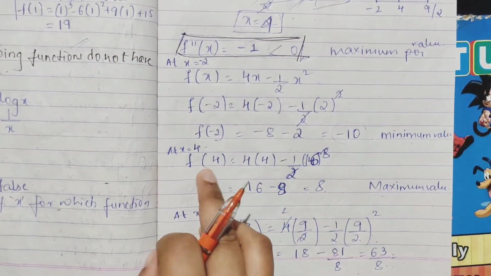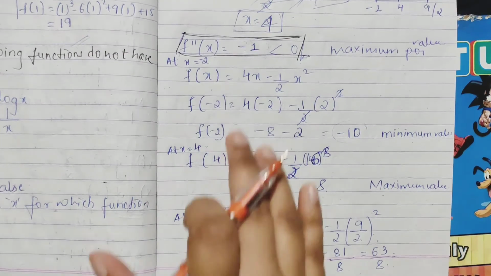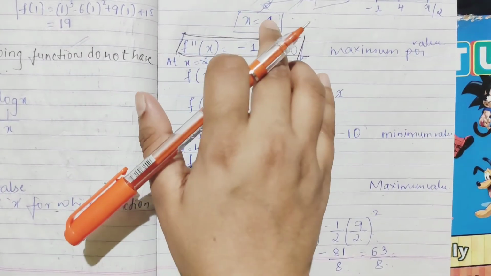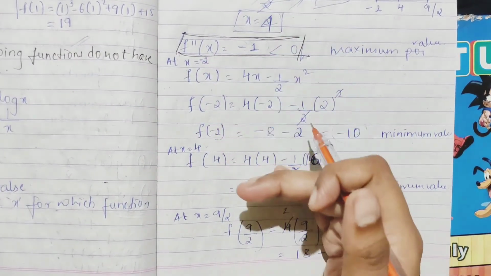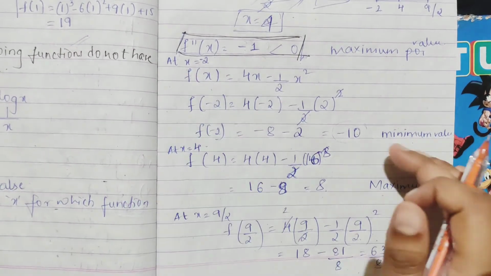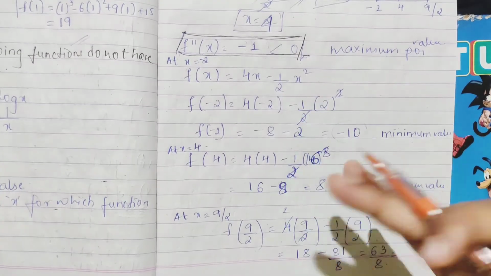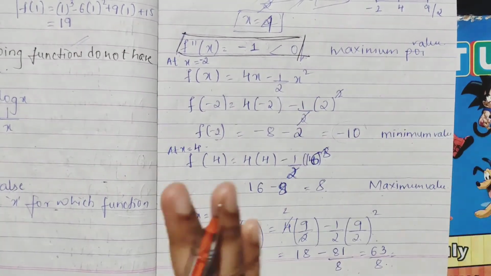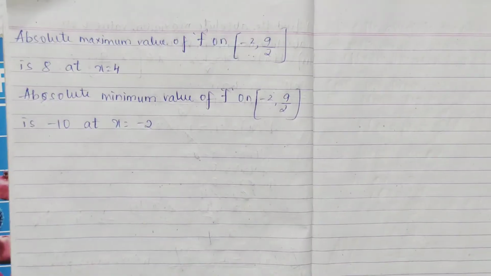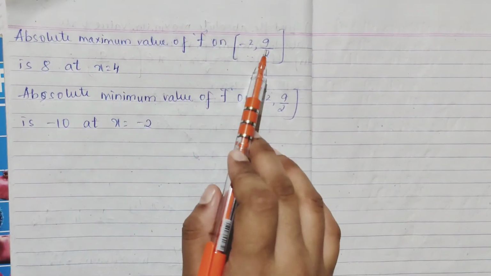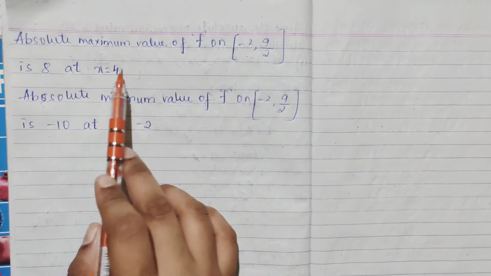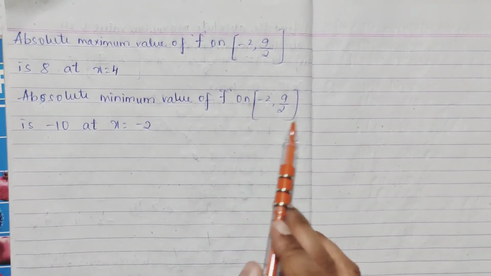Whenever you have such problems, directly you go find your first derivative, find the x value, and then directly put in the function, that is f of x, and find it. Which will be your highest, that will be your absolute maximum, which will be your lowest, that will be absolute minimum. Write it. Absolute maximum value of the interval is 8 at x equal to 4. Absolute minimum value of f on this is minus 10 at 8.